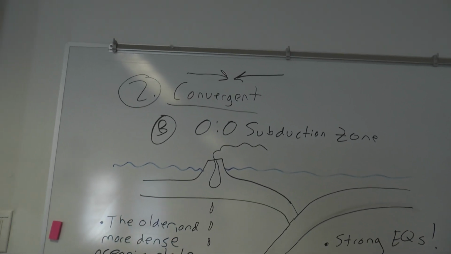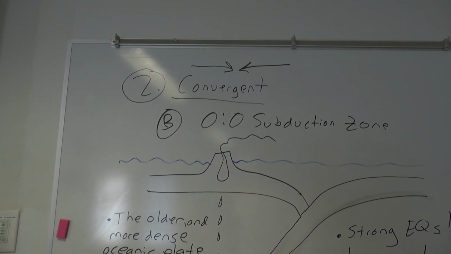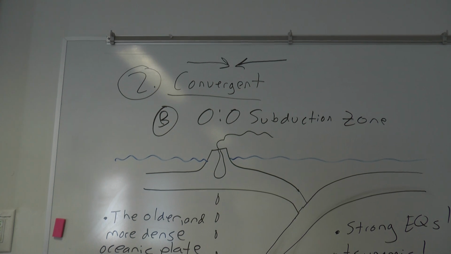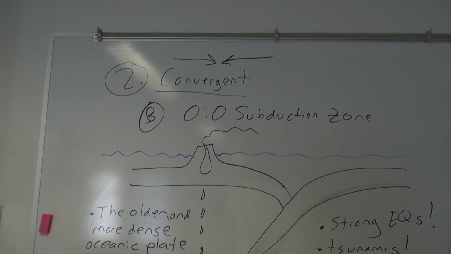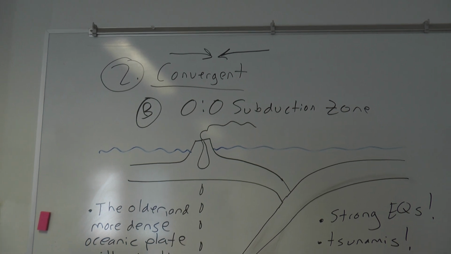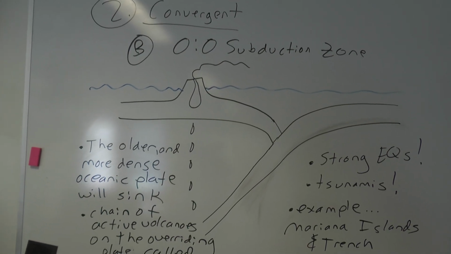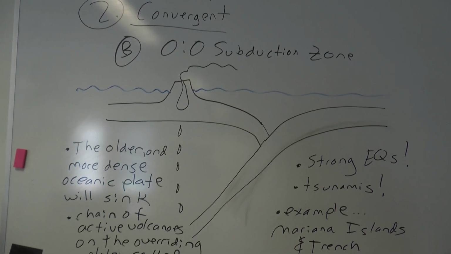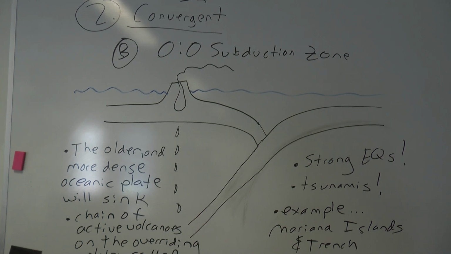Okay, so this is convergent boundary. Convergent boundary is our first type of plate boundary. This is our second type of convergent boundary, so we're calling it 2B, ocean to ocean subduction zone. Notice we have O to O, ocean to ocean subduction zone. Here is a drawing. Notice that the thickness of these plates is relatively the same. Notice where the water line is. These are both oceanic plates.